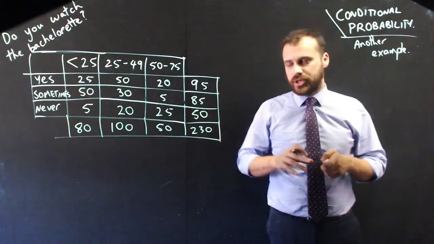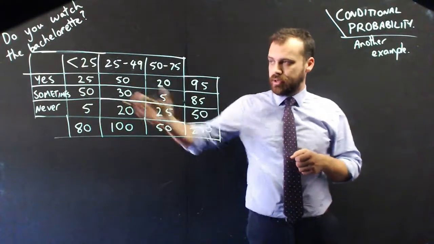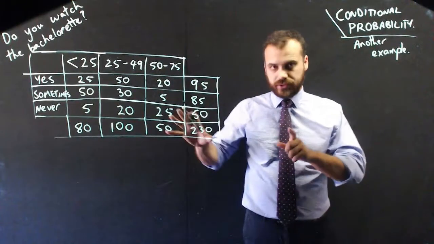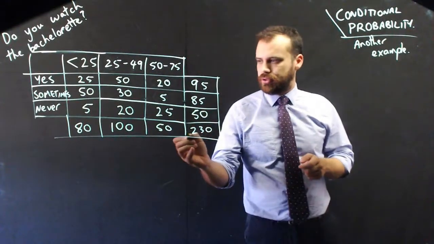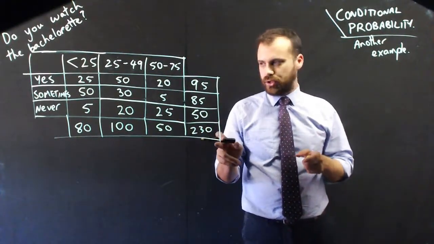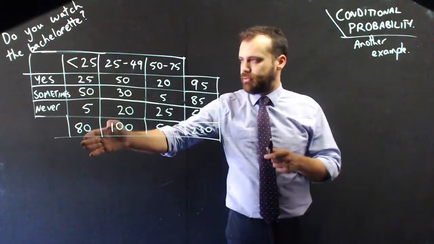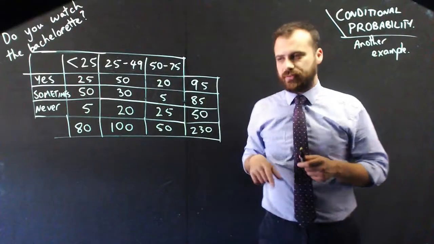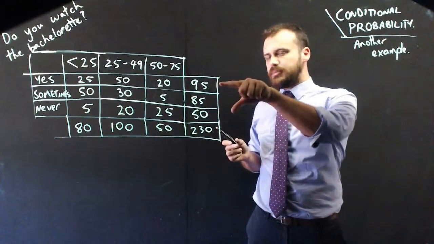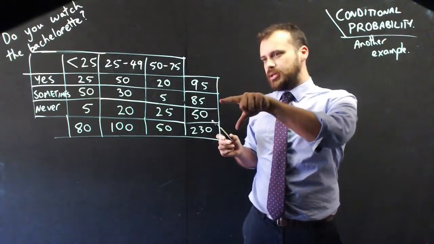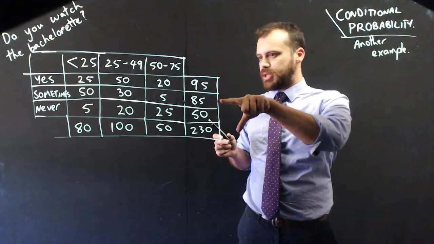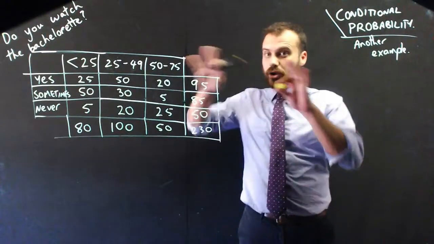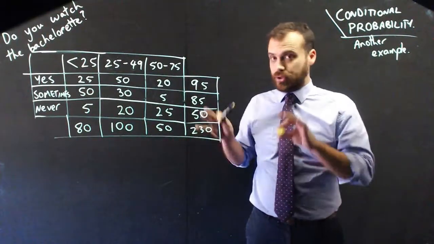Alright, so here are the results. Yes, sometimes, never. Under 25-year-olds, 25 to 49-year-olds, and 50 to 75-year-olds. You can see that they interviewed 230 people in total: 80 under 25, 100 25 to 49, and 50 aged 50 to 75. You can see that mostly people watch The Bachelor, followed by sometimes, and then there's a bunch of people that also never watch it. And there's a lot of information here and a lot of different questions that you can ask.